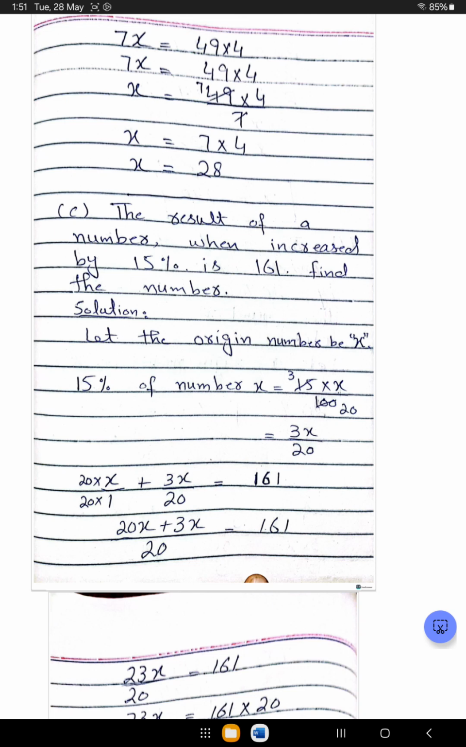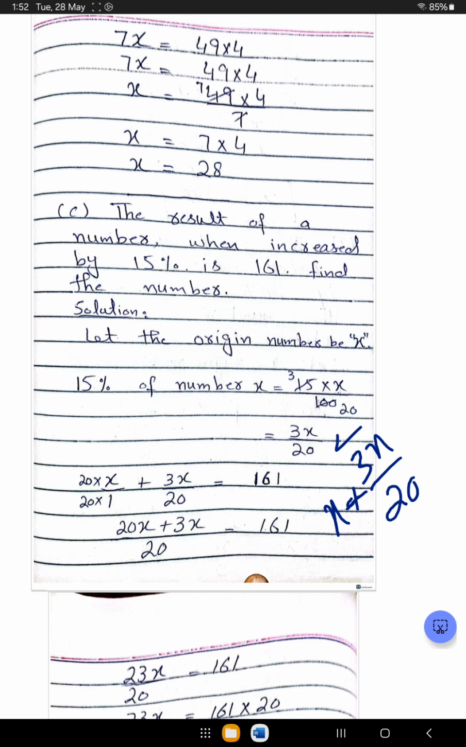If the quantity is increased, we just add the original number plus the increase percentage, as we did in question number 1. Our initial number is x, and the percentage increase is 3x over 20. We just add x plus 3x over 20 because the quantity is increased.